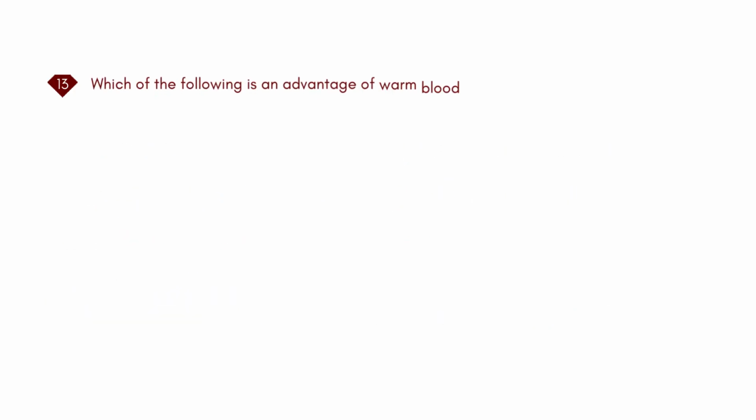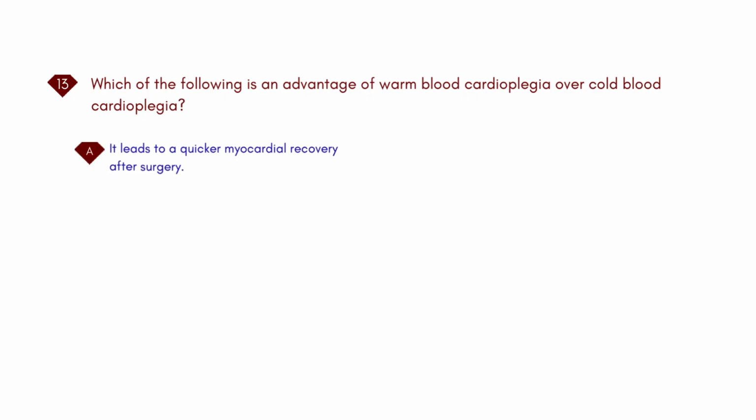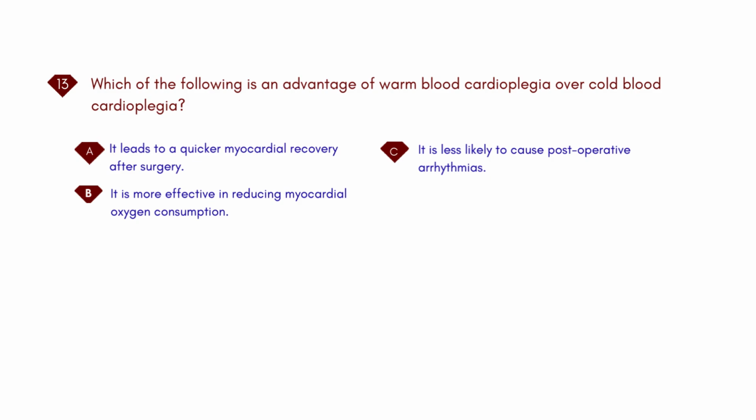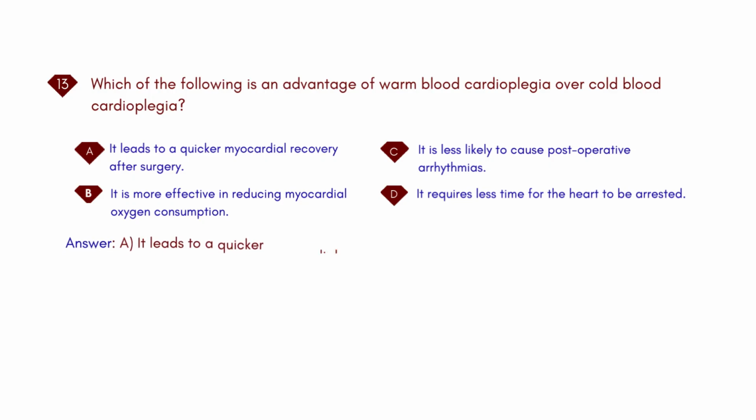Which of the following is an advantage of warm blood cardioplegia over cold blood cardioplegia? A. It leads to a quicker myocardial recovery after surgery. B. It is more effective in reducing myocardial oxygen consumption. C. It is less likely to cause postoperative arrhythmias. D. It requires less time for the heart to be arrested. Answer: A. It leads to a quicker myocardial recovery after surgery.